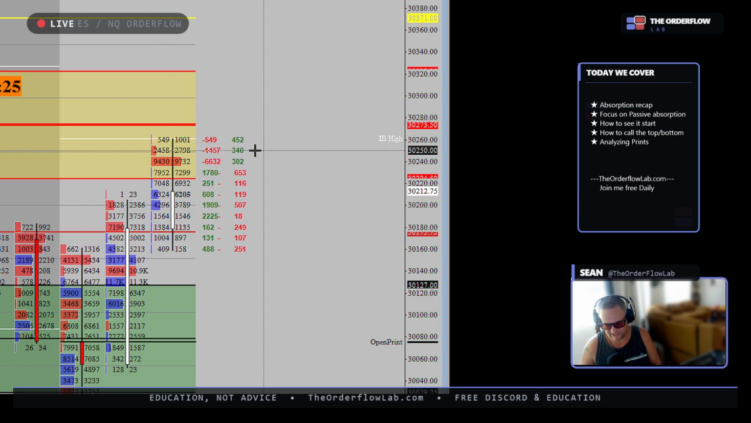So here, when we come back up, I want to see this red delta start getting smaller, start going positive. I want to see some bids coming in. I don't want to see them pushing it back down. I want to see these red prints get weak.